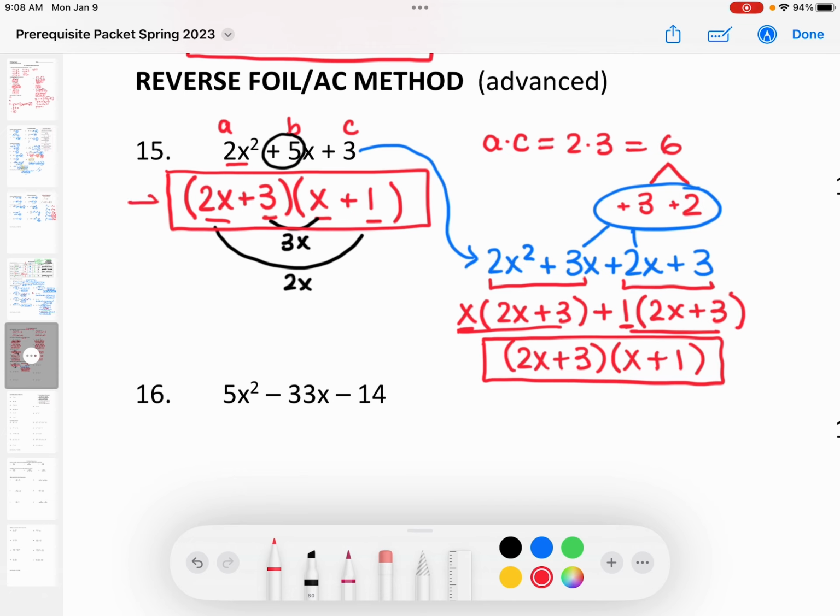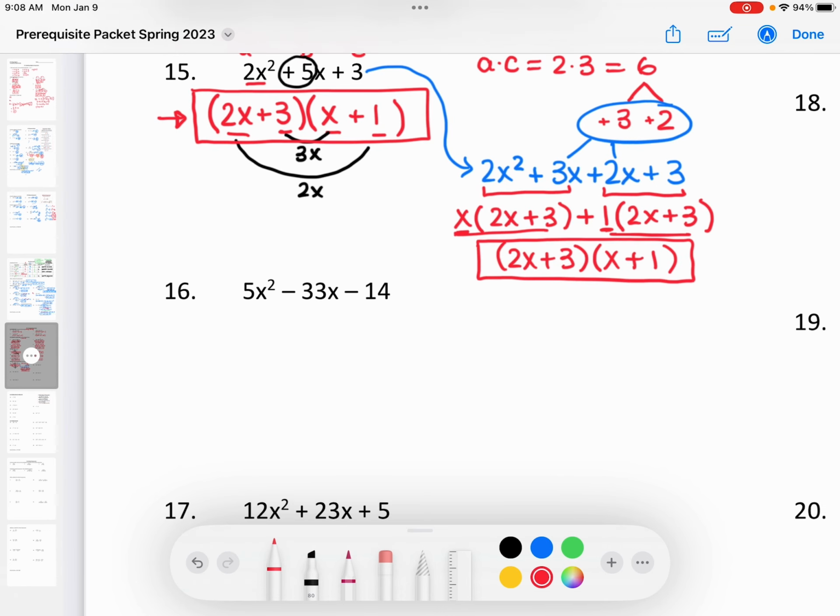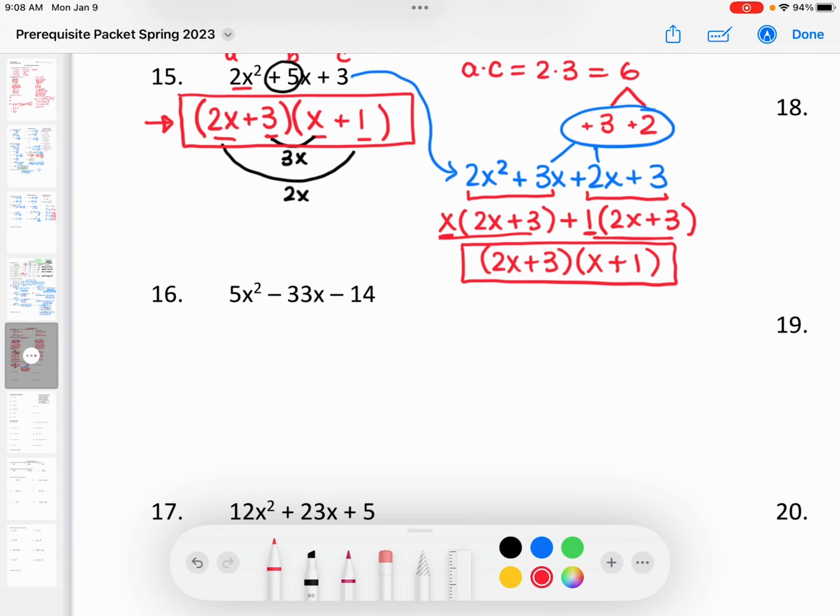They tend to refer to this one as reverse FOIL or guess and check because there can sometimes be some guesswork involved. For example, on number 16, if you tried to just go straight into factoring this, so I'm pretty sure it's going to be a 5x times an x.